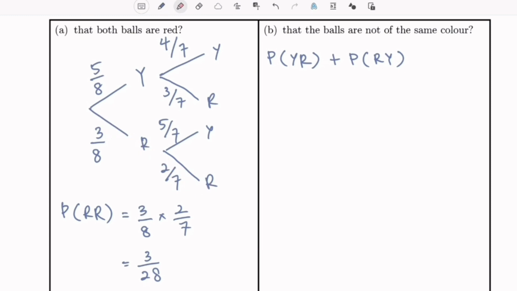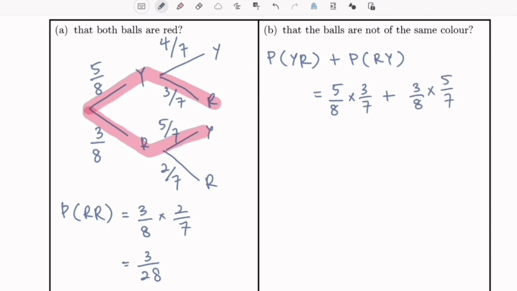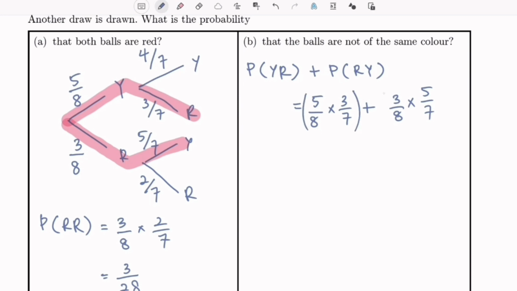Let's use the same tree diagram. So yellow, then red, so this branch, or red and then yellow. So you have to multiply and add along the branches. 5 over 8 times 3 over 7 plus 3 over 8 times 5 over 7. Simplify and you get 15 over 28.